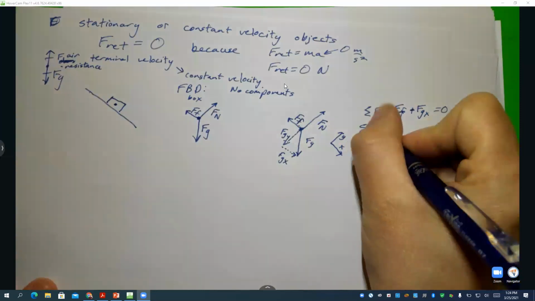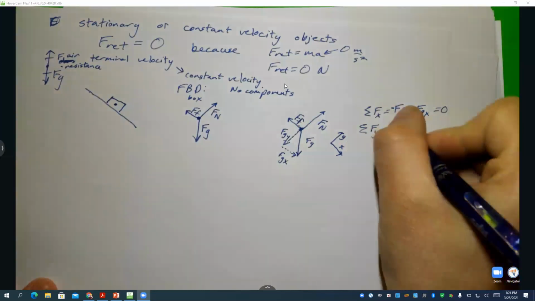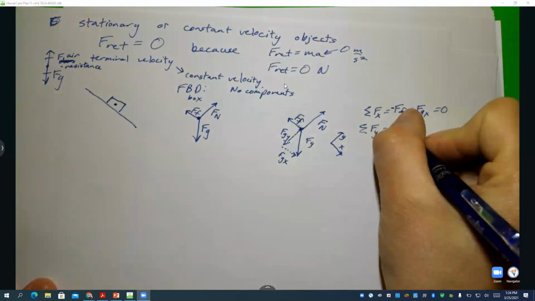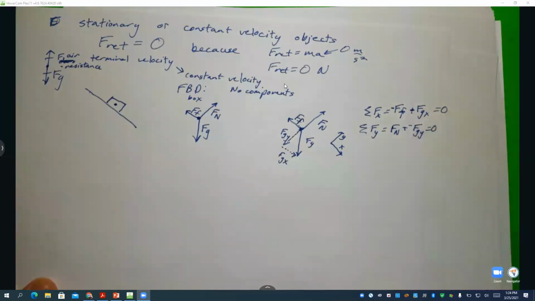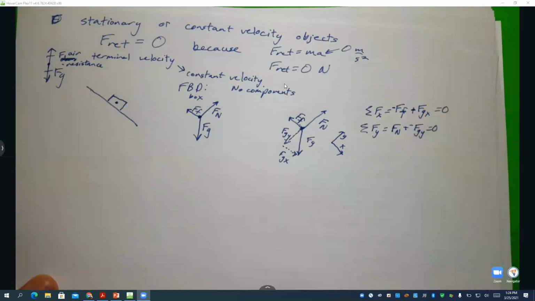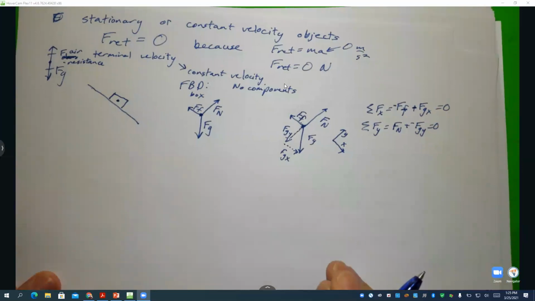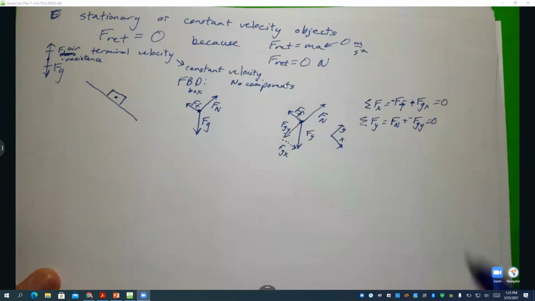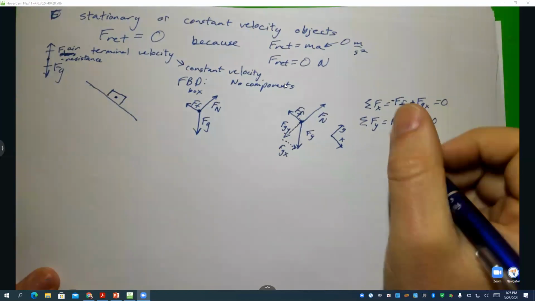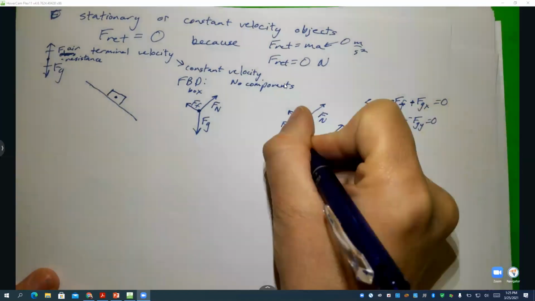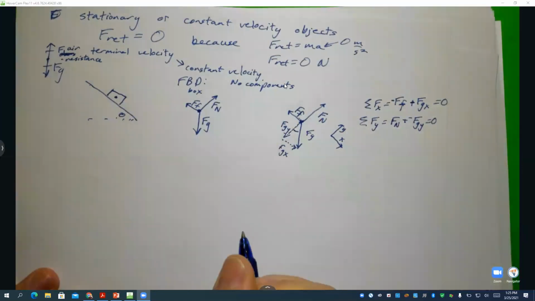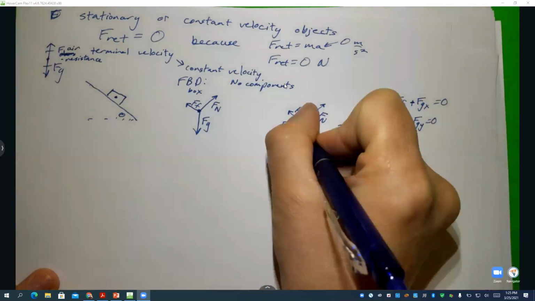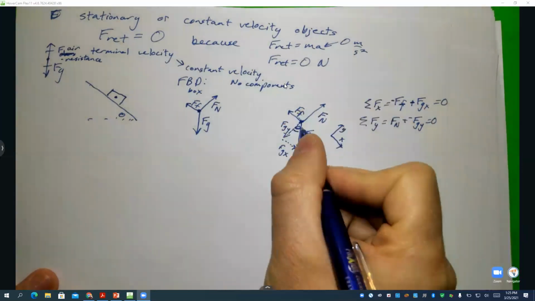And then in the y direction, we have normal force plus a negative FGY, which would also equal 0. And then actually, a little bit of a simplification. If you wanted to solve for this, you knew this angle theta, then I'll remind you it is the same angle as this theta.